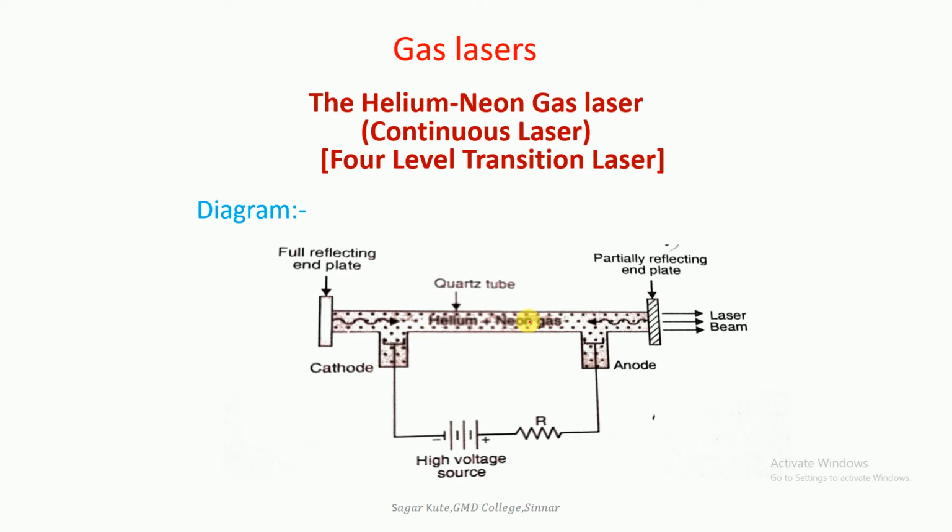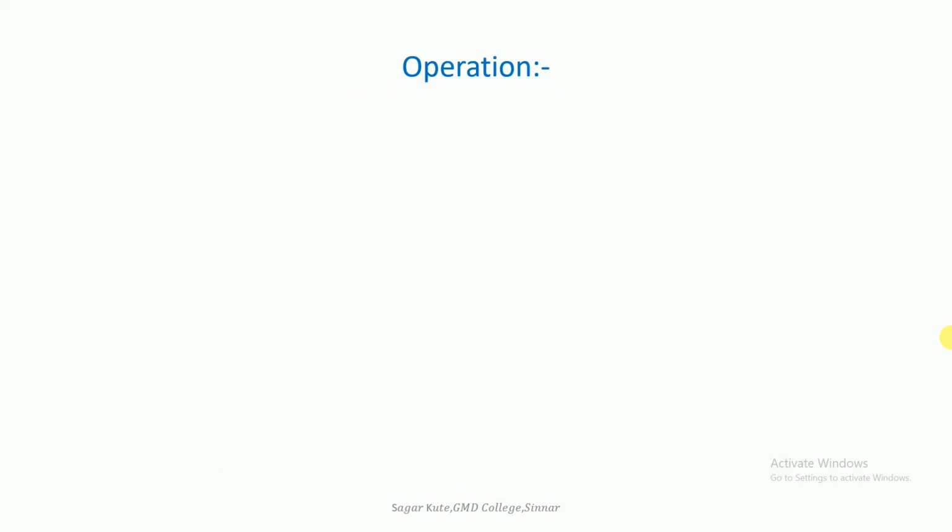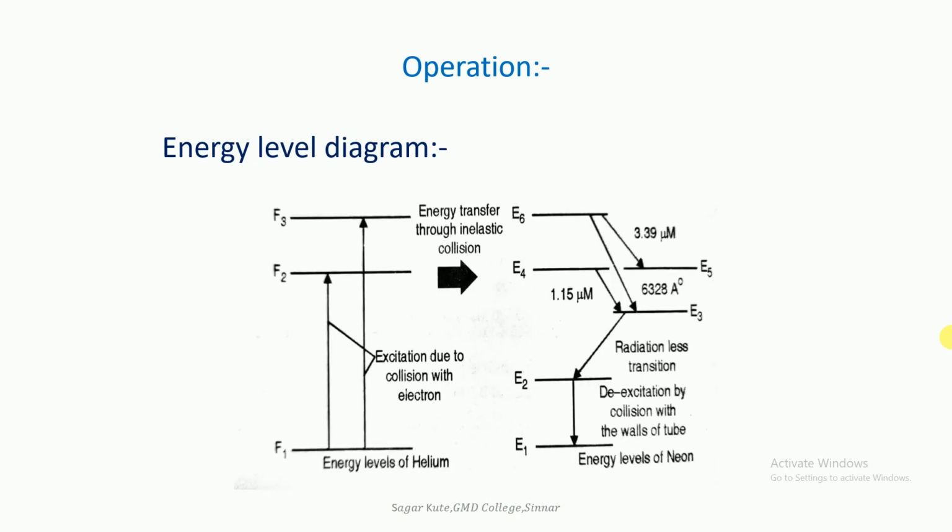One end of the tube is closed by a fully reflecting end plate, that is this one, and the other end is a partially reflecting end plate, that is this one. The gas laser is a commonly used low power laser, hence no cooling arrangement is required. Gas lasers are inexpensive, most stable and a continuous type of laser. Now the operation of the helium neon gas laser. This is the energy level diagram.